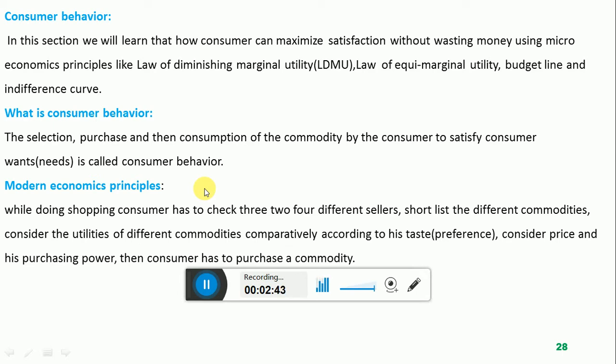So, microeconomics educates us that when an individual is doing shopping, he must follow these rules as I told you: check 3 to 4 sellers, shortlist the commodities, compare the utilities of the commodities, consider the prices of the commodities, and consider the money in hand. So, while doing shopping, economics educates us that we have to follow these rules and then purchase. Do not purchase blindly.